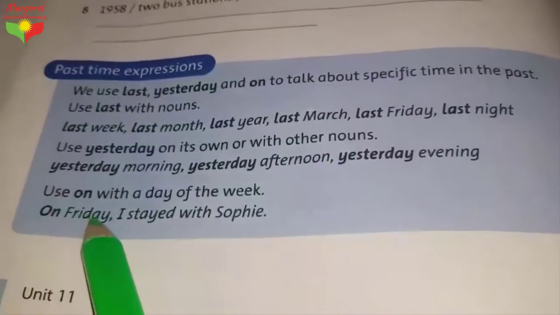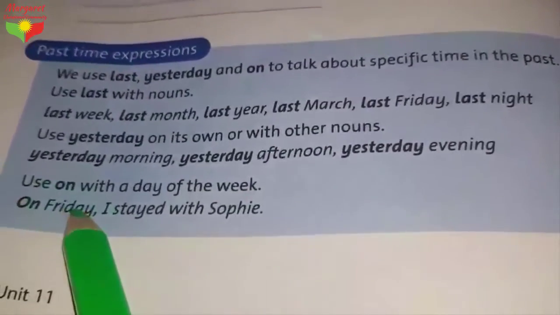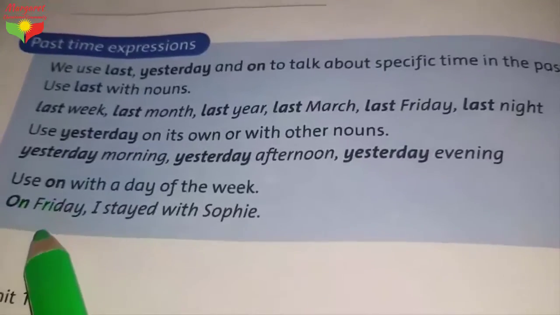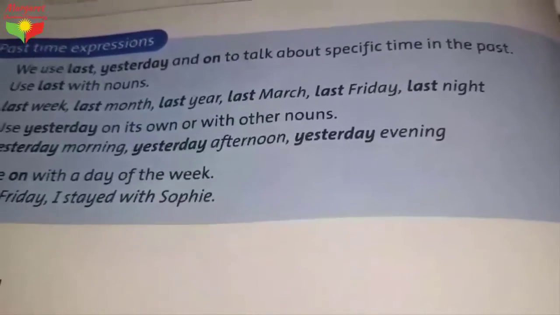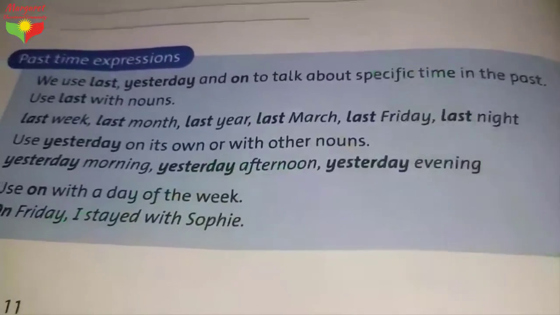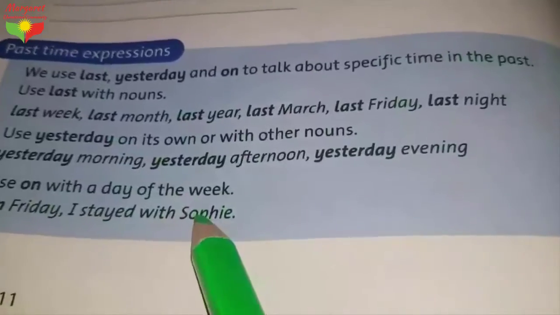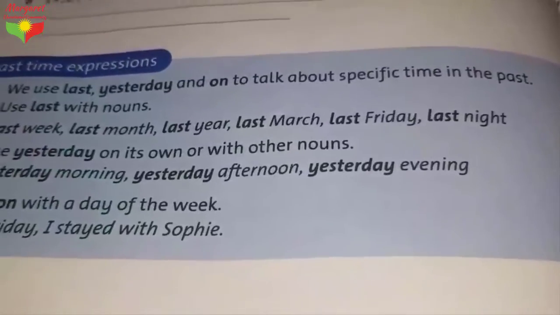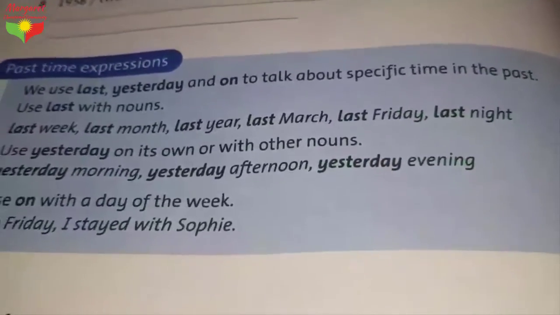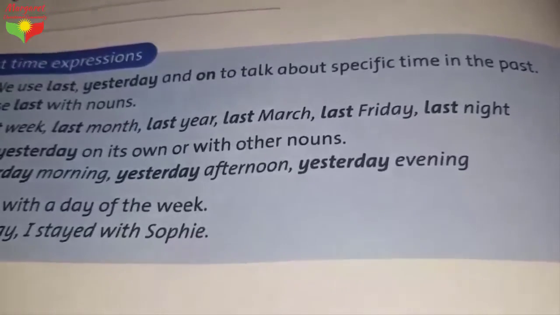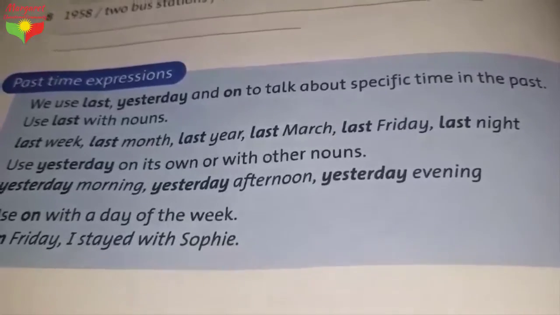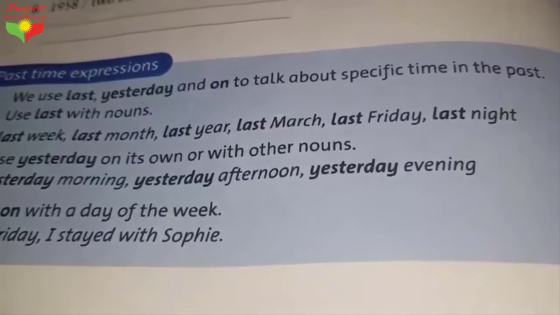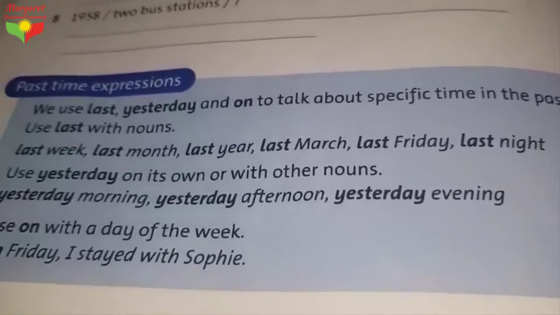But like this example, on Friday, you see, because we used on Friday at the beginning, we put a comma. But if we change the position, if we say, I stayed with Sophie on Friday, it doesn't need a comma, just a full stop. And if you put the time expression at the end of your sentence, it is not necessary to put a comma, right? So now, stay with me because I would like to explain more with some other examples.